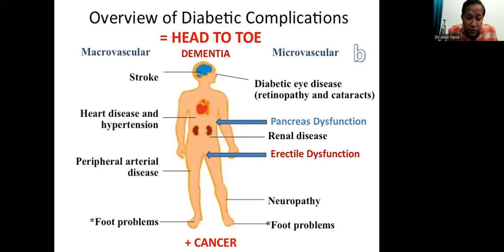Okay, as a result, over many years, the diabetic person ends up with complications from head to toe, right? From stroke to dementia, to eye problems, heart disease, kidney disease, pancreas dysfunction, erectile dysfunction, neuropathies, arterial disease, and then in the end, cancers, and they end up with amputations of the foot or lower leg or even above the knee, and then die.